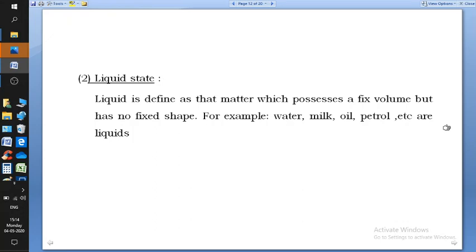If they're kept in a round container, they will take the round shape. If they're kept in a square container, they will take a square shape. If they are kept in a rectangular container, they're going to take the shape of a rectangle.